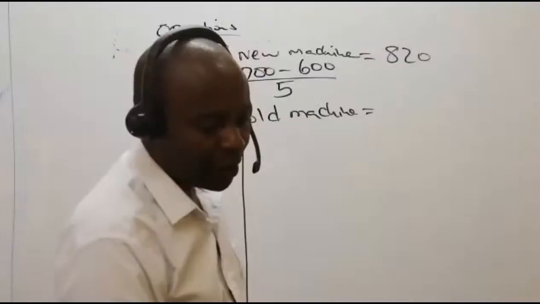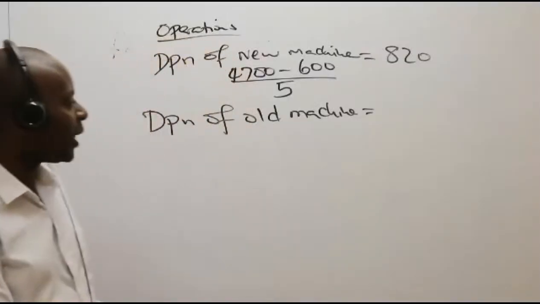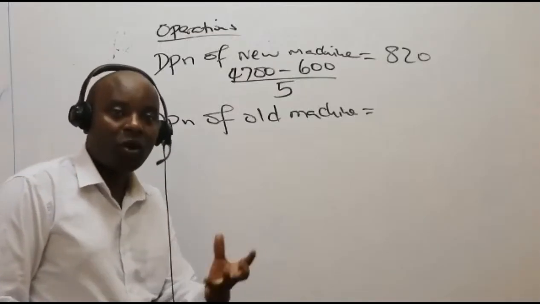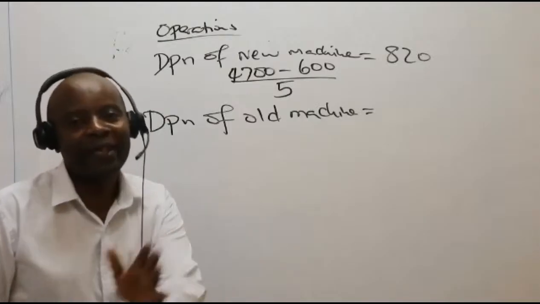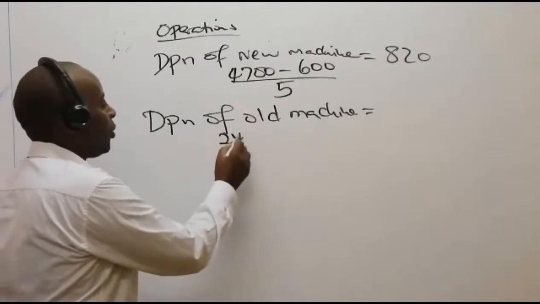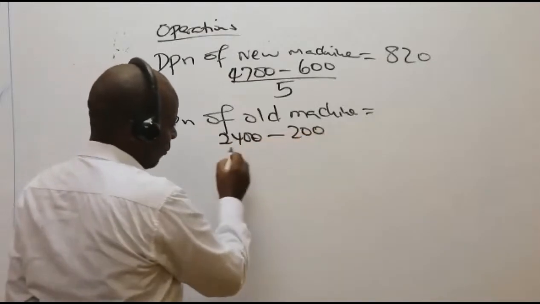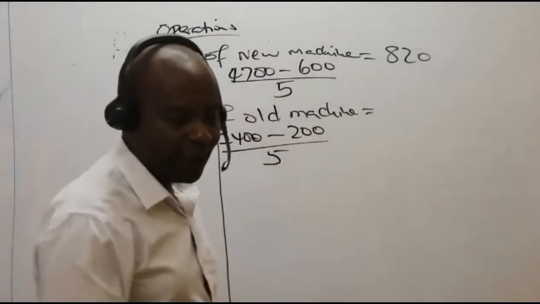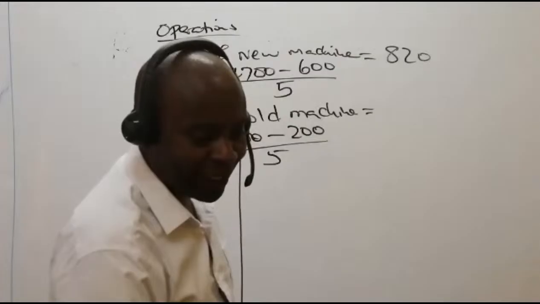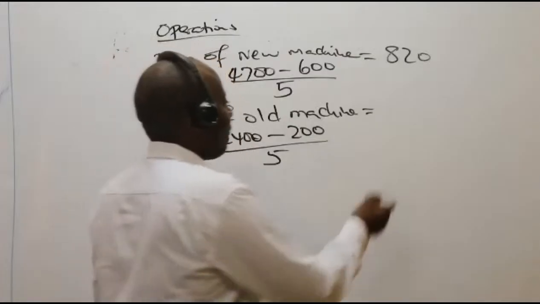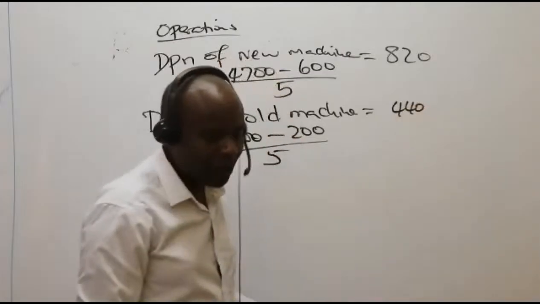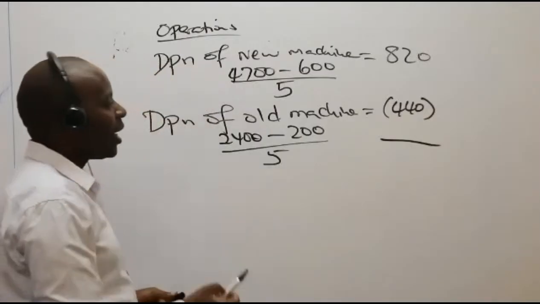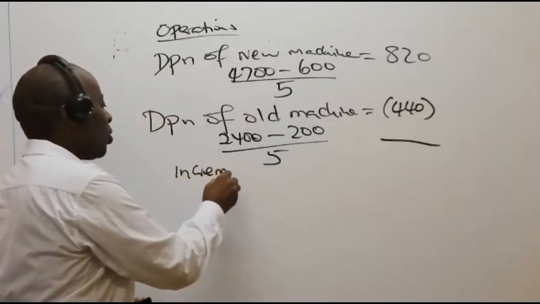Let me see what students have done. For this old machine, I can see its net book value, which now will act like its cost because they have given us what we call remaining useful life. So in this case, the net book value is 2,400 minus its scrap of 200, over the remaining useful life of 5 years. I am able to see students giving me some great figure. Which figure are they giving me? 440, yes, 440.